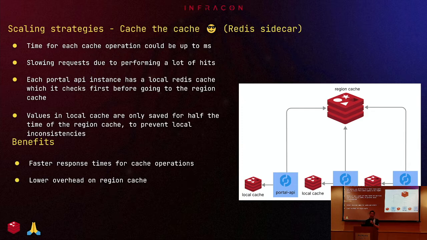This gives us many very good advantages because operations that we perform on the local cache are much faster, since it is deployed basically alongside the Portal API instance that is requesting the data. And that gives the regional cache instance more room to perform the other requests with more speed. Also, one last thing to point out is that the local cache is flexible enough to save the data for a fraction of the time of the regional cache. So, for example, if the value is saved for 4 minutes in the Portal API regional cache, then it's only going to be saved for 2 minutes in the local cache. That is to prevent inconsistency between both of them.